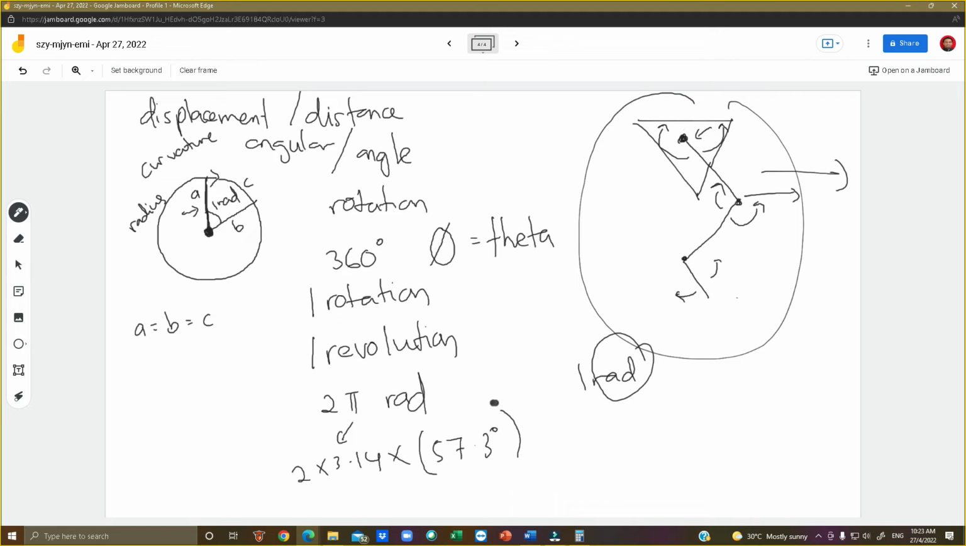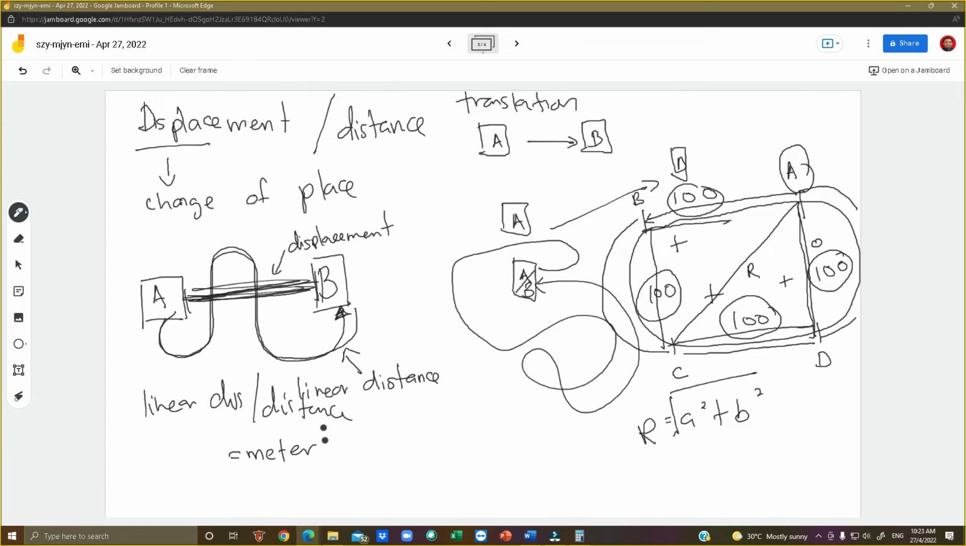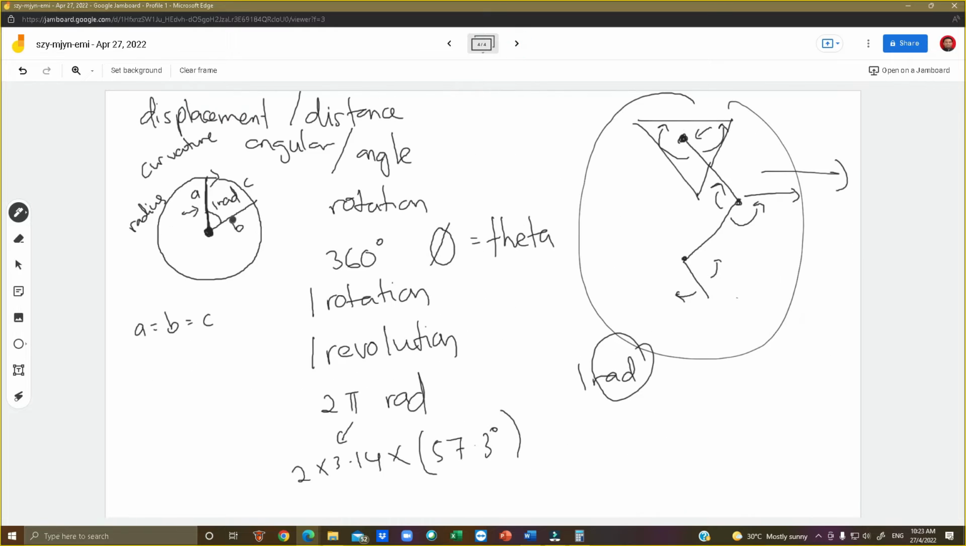Kenapa radian tu 57.3? You can Google that later. Okay, dia akan pergi sampai dia penuhkan semua ni, so you're going to end up dengan 57.3. There are some calculation, but I'm not going to burden you with that. You just need to know 1 radian is 57.3. That's all. Okay, ini unit dia. Okay, this is unit. Linear unit is meter. It being measured along the pathway. It being measured in a straight line. That is linear. Angular, it being measured in term of angle.